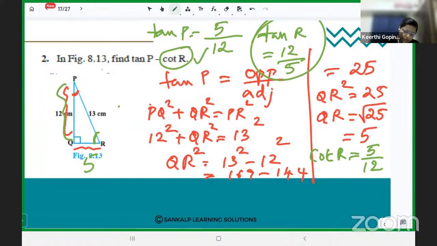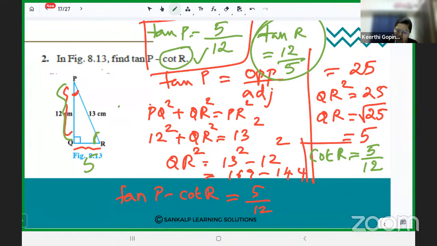Now what we have to find out? We have to find out tan P minus cot R. Tan P is 5 by 12, right? Tan P is 5 by 12 and now cot R is also 5 by 12. So 5 by 12 minus 5 by 12 is equal to 0. Okay, so we obtained the value of tan P minus cot R. It is nothing but 0.